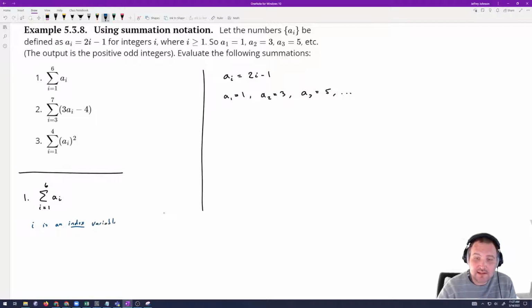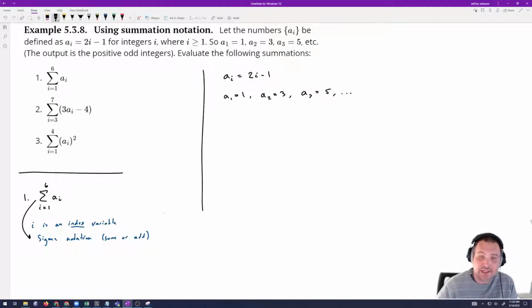And all it does is tell us what position we are in the sequence that we're adding up. Okay, the sigma sign means add. That's what this is, the sigma notation, and it means to sum or add.